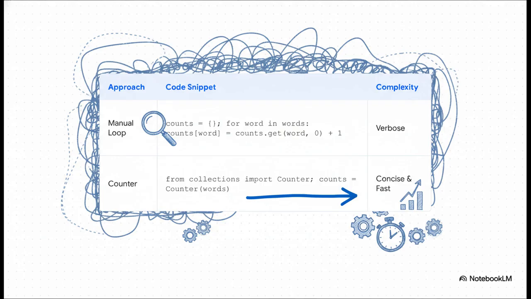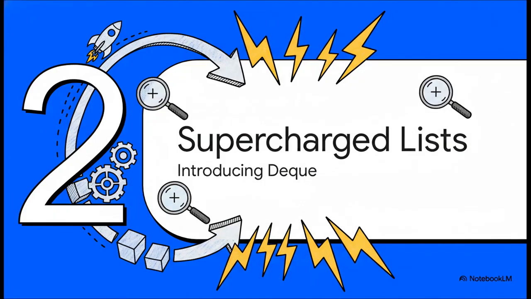You're just telling Python, hey, make me a counter from this list of words. It's so much cleaner, way harder to mess up, and yeah, it's faster too. Okay, so we've talked a lot about dictionaries. Now let's see how we can give our lists a major performance upgrade.